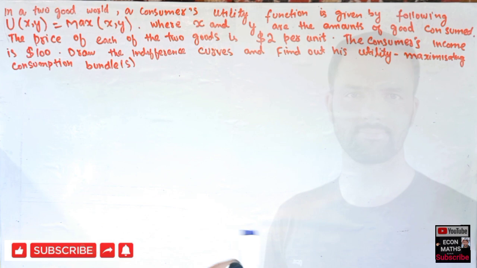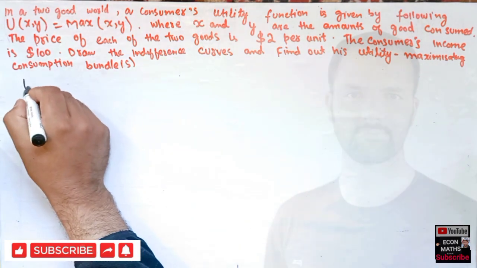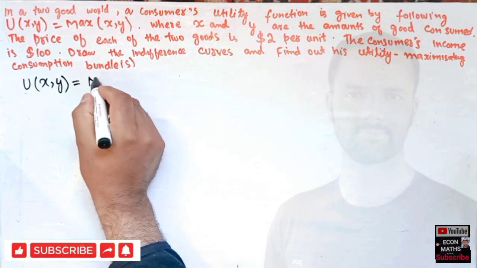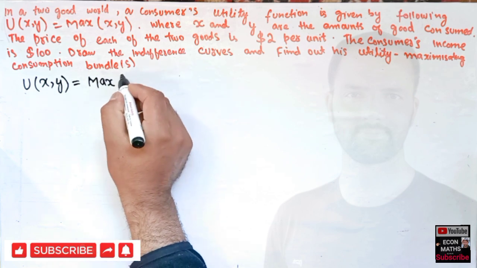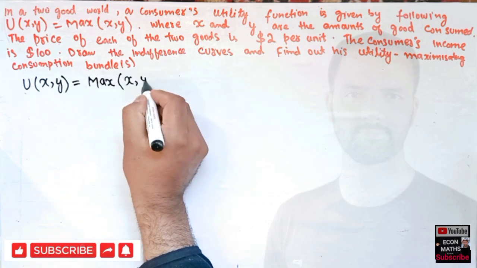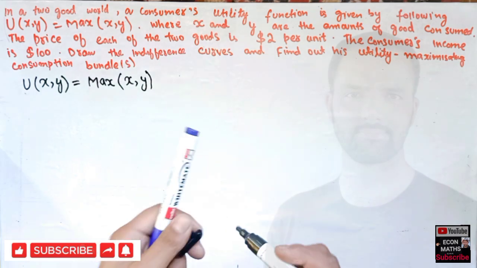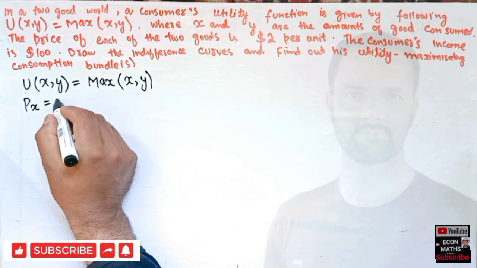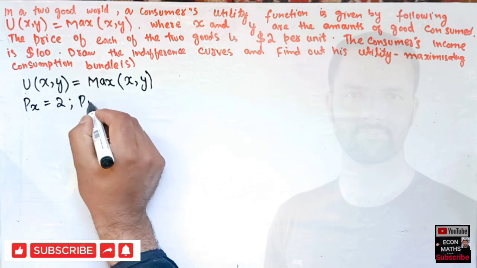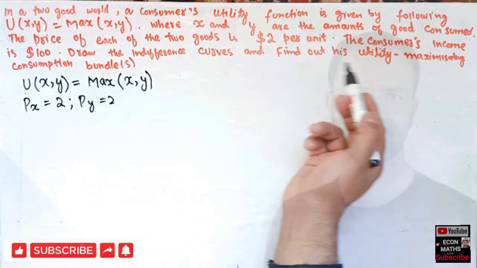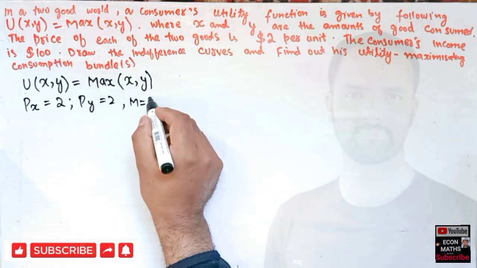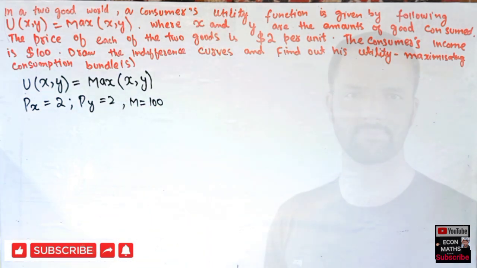So let's write the utility function. We have a utility function u of x, y is equal to the maximum of x, y. This is our utility function. And what is the price of x? Price of good x is $2. Price of y is also $2, and the consumer's income is, let us say, m is equal to 100. So these are the things which are being given to us.